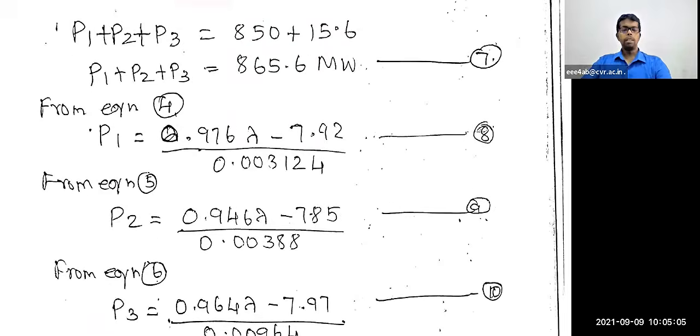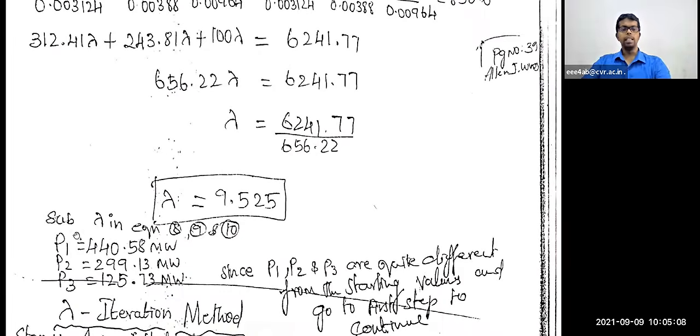We found out the power generation from unit number 1, 2, and 3. That is P1 is equal to 440 megawatt, then 299 megawatt, 125 megawatt. Okay, so this is the first iteration. What we did is that from that assumed value, the first iteration starts. In that first iteration, we got some values like 440. But if you see, P1, P2, and P3 are quite different from the starting values, and we have to go to the second iteration, and further we have to continue to check whether the considered value is correct or not.